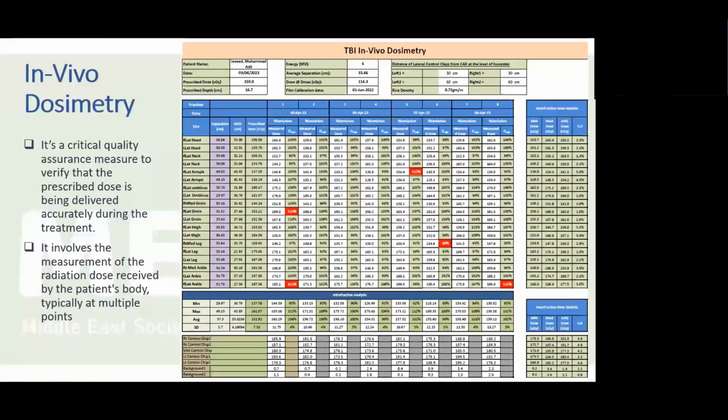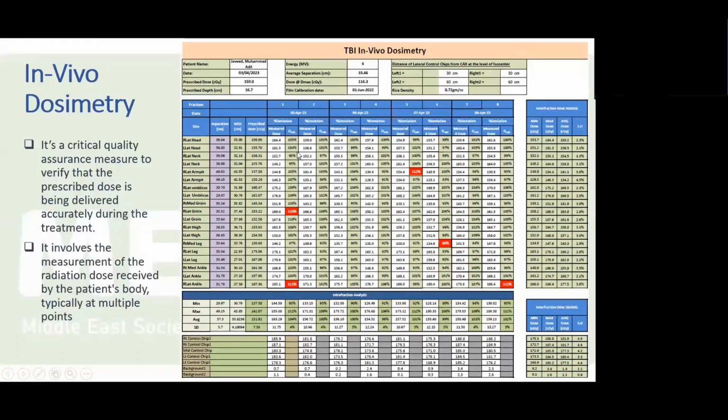Here are the results. These red ones are the ones which are beyond the tolerance, which is plus or minus 10%. And you can see there is a large number of dosimeters. Within one fraction, we use at least 25 to 30 dosimeters to know the measured dose all across the body. And you can see the doses. Here is the separation, WED, prescribed dose, and these are the calculated doses.